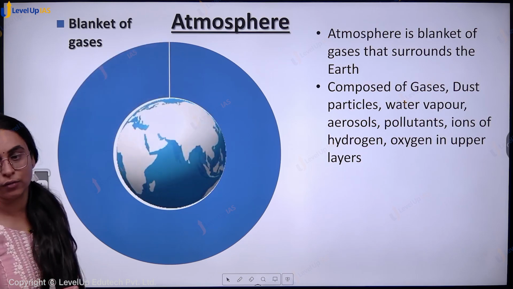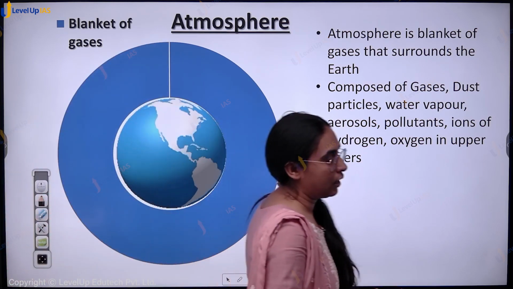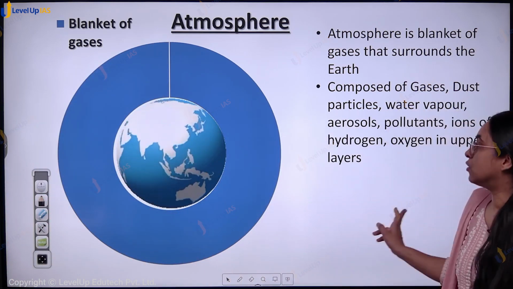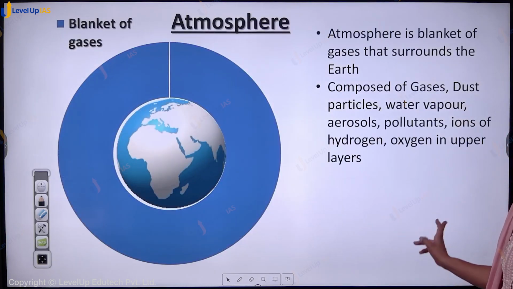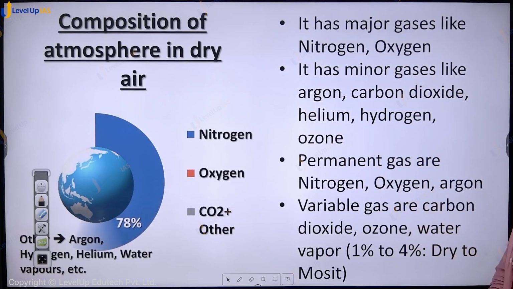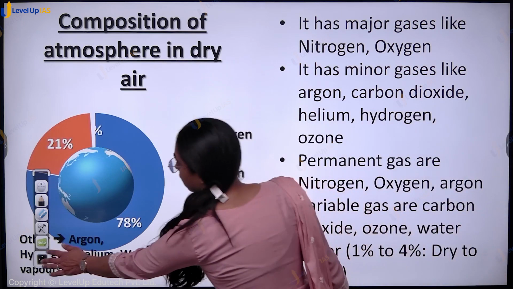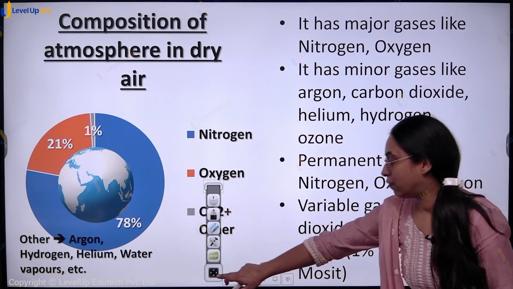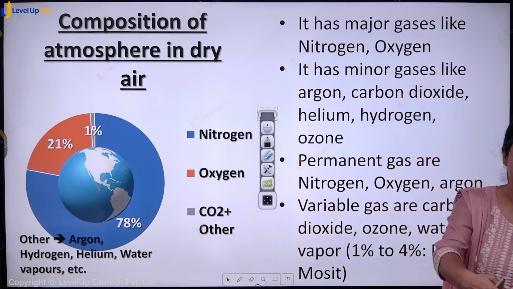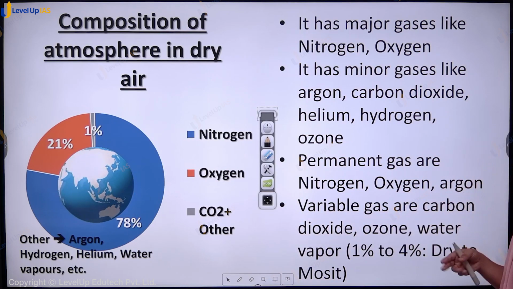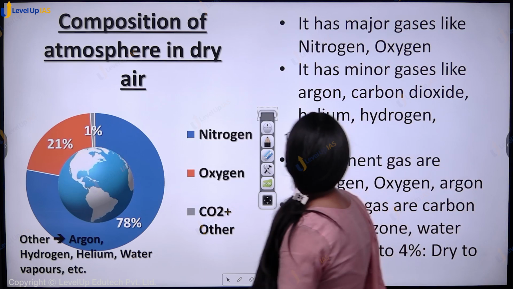Atmosphere is nothing but a blanket of gas that surrounds the Earth. This blanket of gas has hydrogen, helium, and other things. What is the composition? 78% nitrogen, 21% of oxygen, then 0.93% of argon. You have hydrogen, helium, and also write water vapor. I believe you've not written water vapor. Water vapor. Okay.